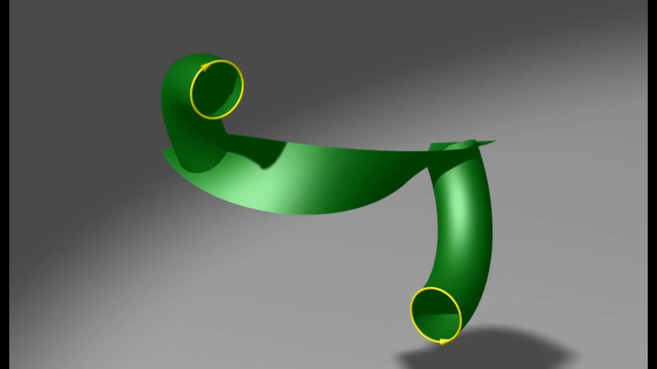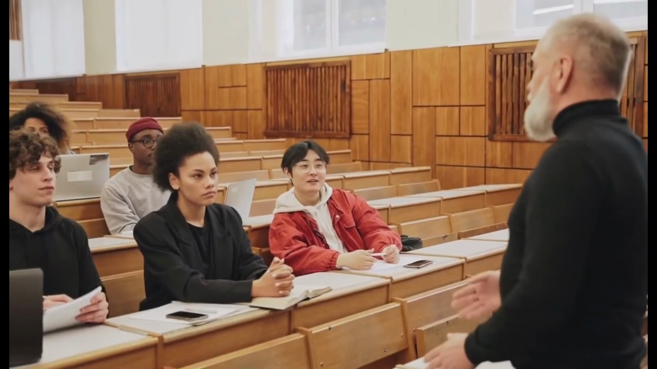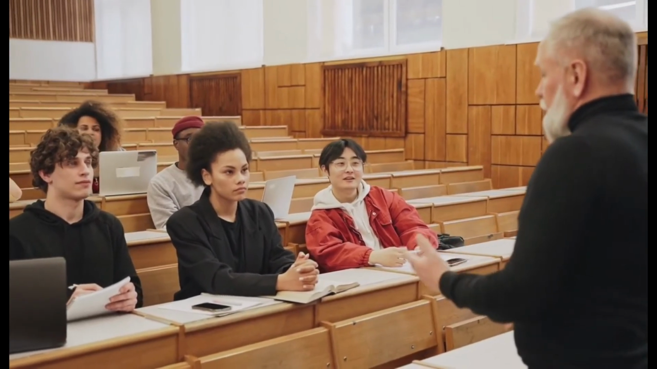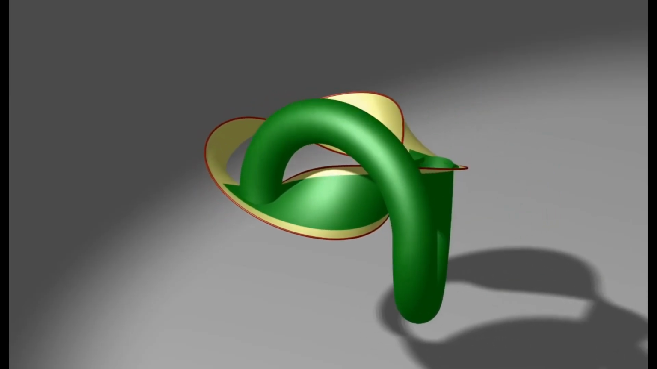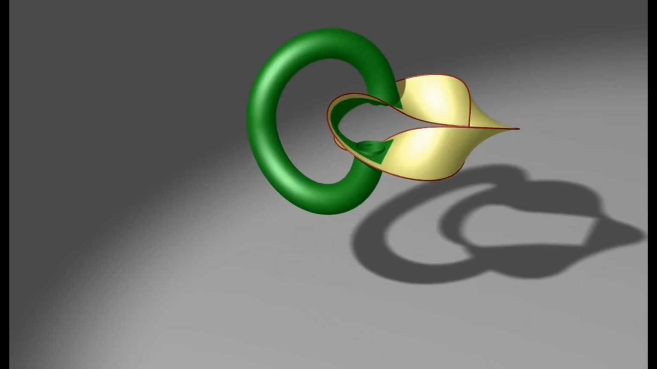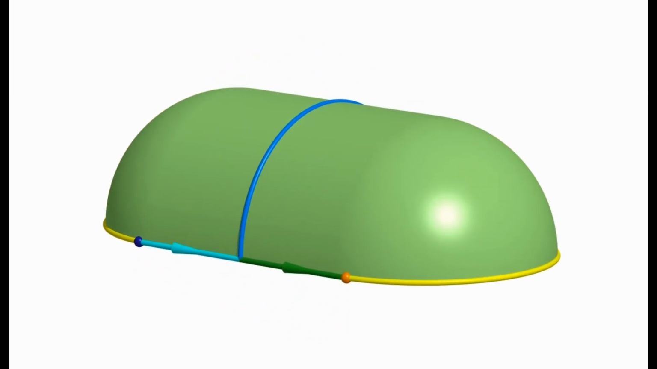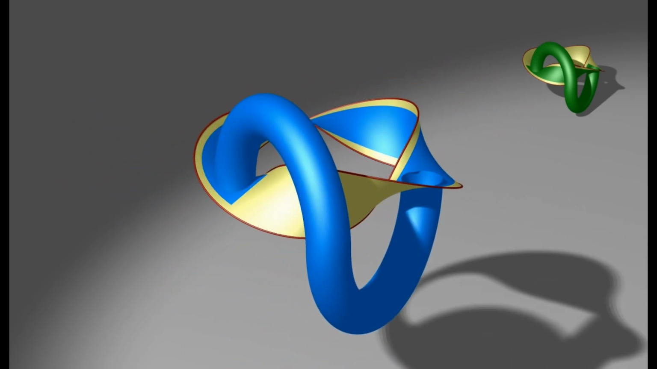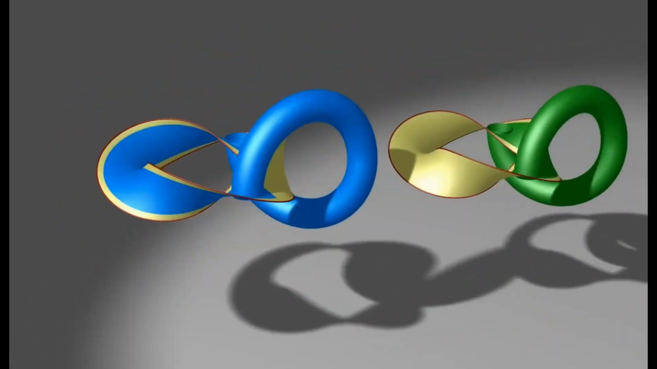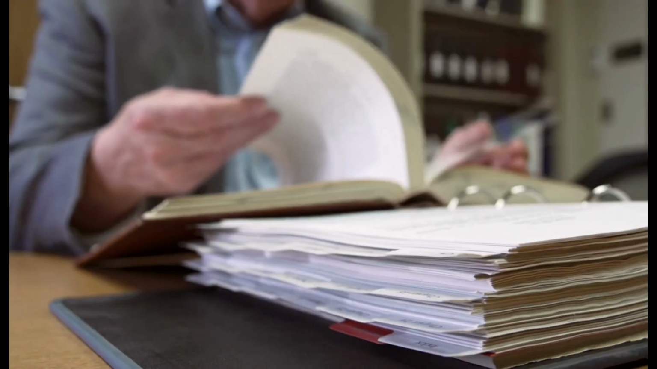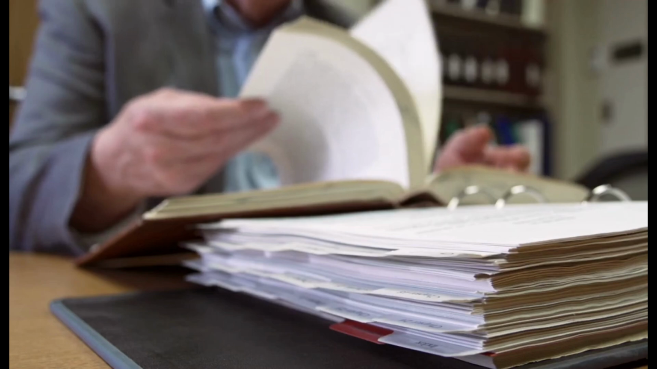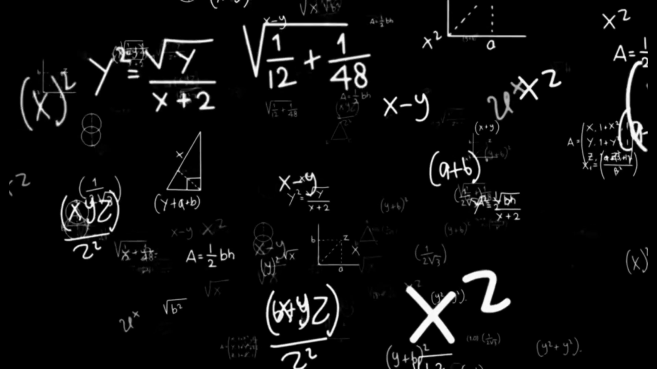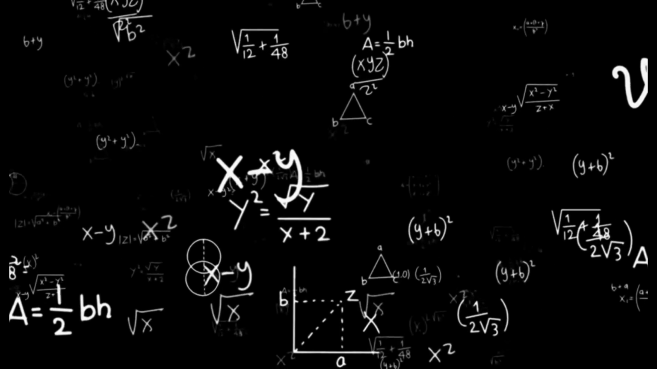Homeomorphism is a fundamental idea in topology, allowing mathematicians to classify and compare shapes based on their intrinsic properties rather than their geometric details. Homeomorphic means two shapes are equivalent if they can be stretched, twisted, and bent into each other without tearing or gluing. It's like saying they're the same on the inside, even if they look different on the outside. This concept helps mathematicians compare shapes based on their fundamental properties rather than their exact appearance.